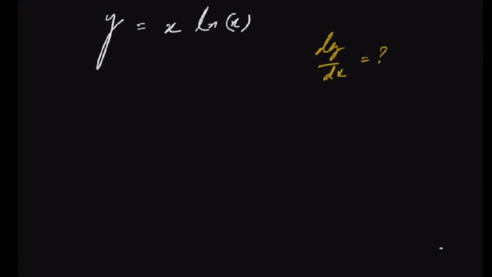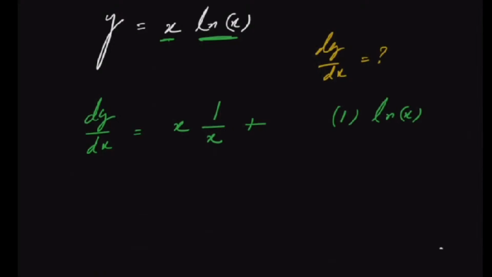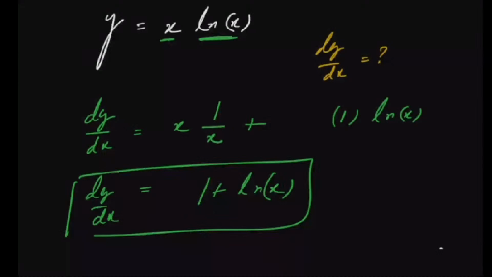Now again we have the product rule, right? Again we have the product rule. This y is a product of two functions, x and natural log of x. So what is dy by dx? You keep x as it is and multiply it with the derivative of log x or ln x, which is 1 by x, which I just told you. Plus, you keep ln x as it is and you multiply it with the derivative of x, which is 1. So you get 1 plus natural log of x. So dy by dx is 1 plus natural log of x.